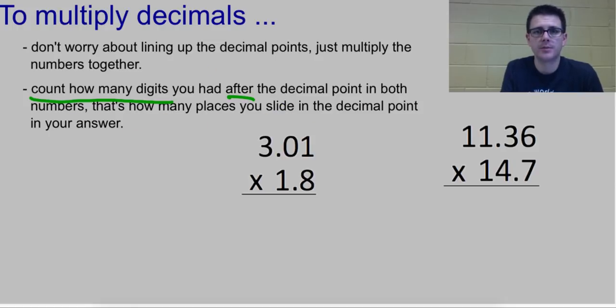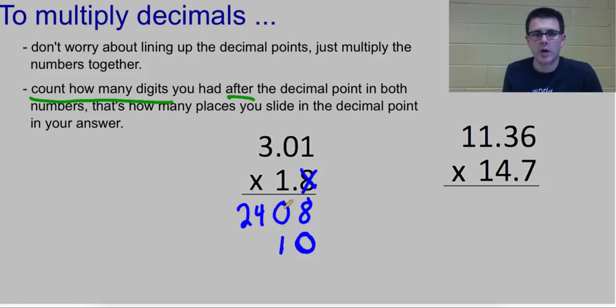So let's see that in action. Start by just doing your multiplication. 8 times 1 is 8. 8 times 0 is 0. That's an easy one. 8 times 3 is 24. Next row, I'm going to start with that 0 because I'm done with the 8.